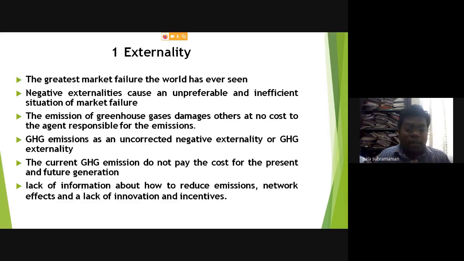This slide is a very basic understanding about the externality. Why does the externality happen? Because there is a lack of information about how to reduce emissions between the stakeholders. There is a lack of network, innovation and incentives. So that is the problem. So how do we correct the externality? How do we reduce CO2 emissions through economic instruments, through economic theory? So the externality is a basic concept in the economics of climate change.